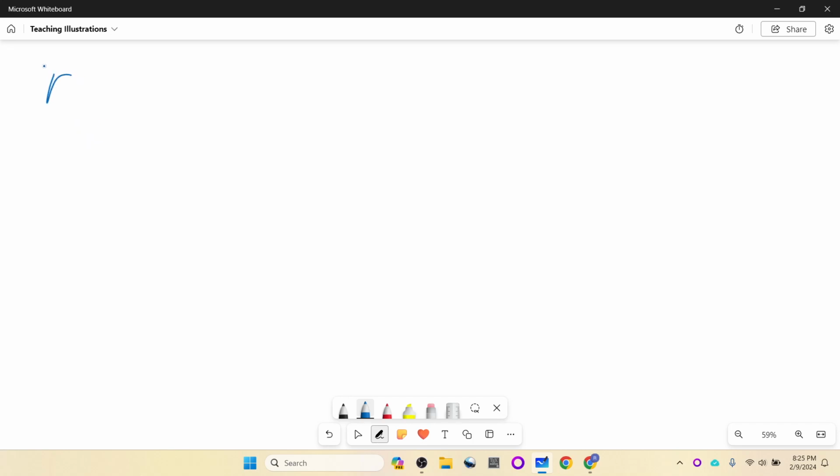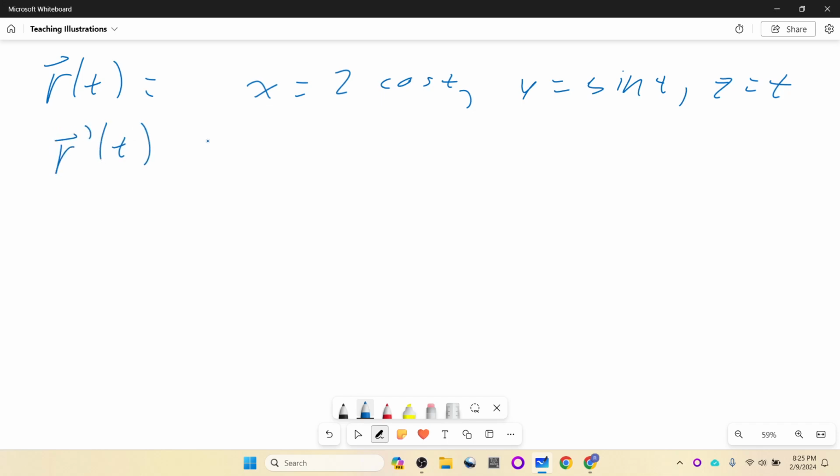So our curve is defined by x is 2 cosine of t, y is sine t, z is t. This is sort of an elliptical spiral. We're not going to have to graph it. Derivative, r prime of t, we would have x prime is negative 2 sine t, y prime is cosine t, z prime is 1.